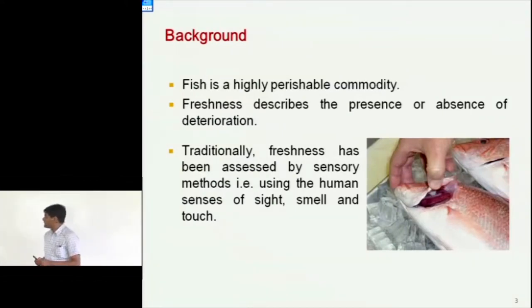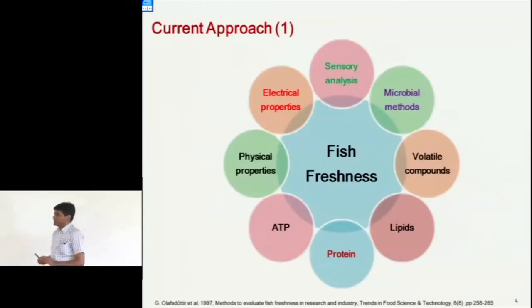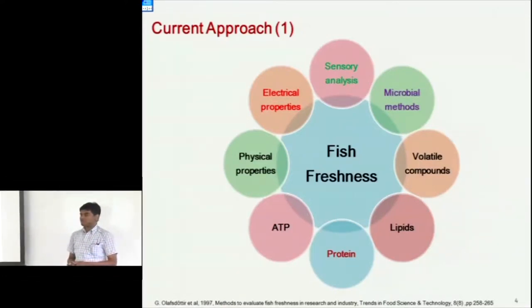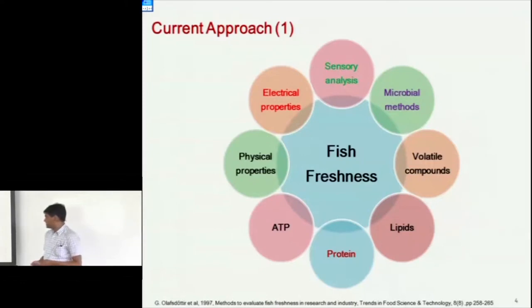Traditionally, freshness has been assessed by the sensory method, using the human senses of sight, smell, and touch. This is a very quick and non-destructive method, but it is needed to train people. Current approach, which is used in the fisheries sector. Firstly, sensory analysis, which is based on human senses, smell, and touch. If there are a lot of fish, then it is difficult to measure the freshness of fish.